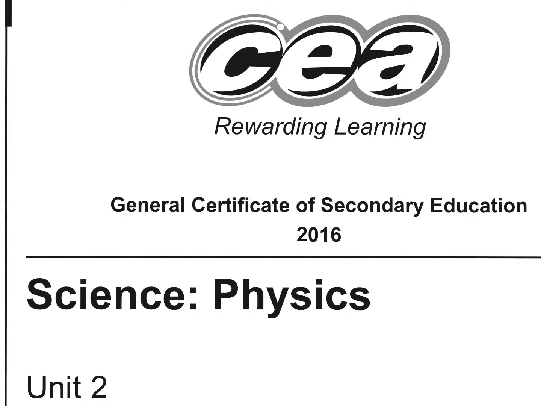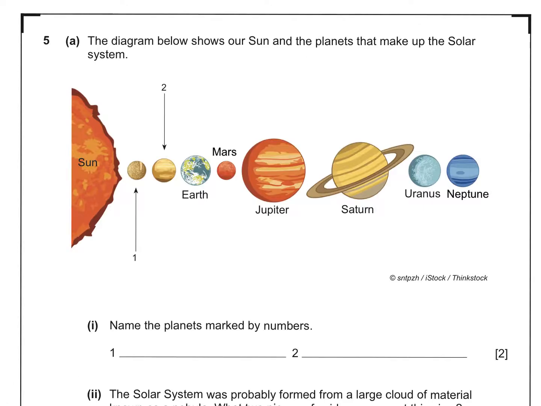Continuing our series on the 2016 GCSE physics paper from CCEA, the Unit 2 paper, and question 5 is about space. The diagram below shows our Sun and the planets that make up the solar system. Name the planets marked by numbers 1 and 2. So we've got the entire solar system here, and our job is to name these first 2 planets.